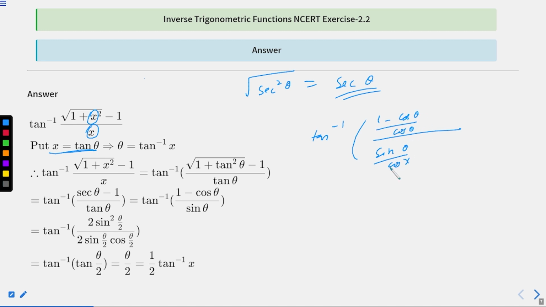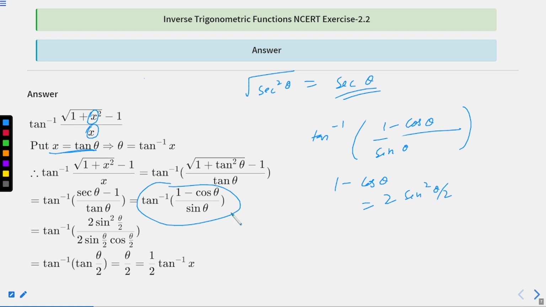If you simplify more, the cos will get cancelled. So you will get (1 minus cos theta) by sin theta, as you can see over here. Now we know that 1 minus cos theta is 2 sin square theta by 2. So I put the value.